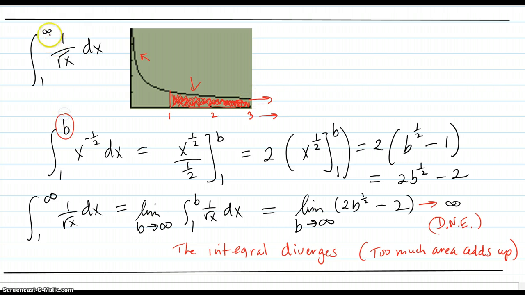You put the b in place of where the infinity was, and work that out. Simplify it down to here, and then go to our original integral. 1 to infinity is equal to this limit, and that is equal to this. And when b goes to infinity, this is going to infinity, and the minus 2 doesn't affect it. So it's going to infinity, which means it doesn't exist. So the integral diverges. There's just too much area adding up in here.